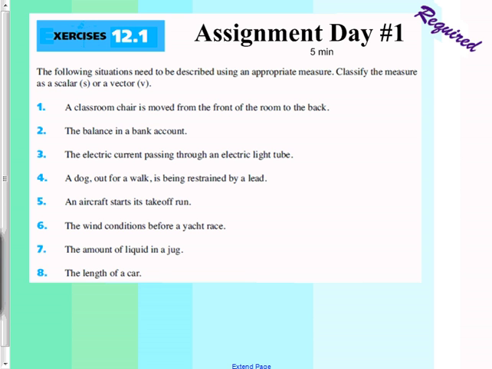There you go. How about a balance in your bank account? Does that have a direction? No. The change in your bank account could have a direction, down or up, by putting money in or taking money out. But just the balance, no, that's not got any direction. So it's a scalar. All right, they are as easy as you think they are.